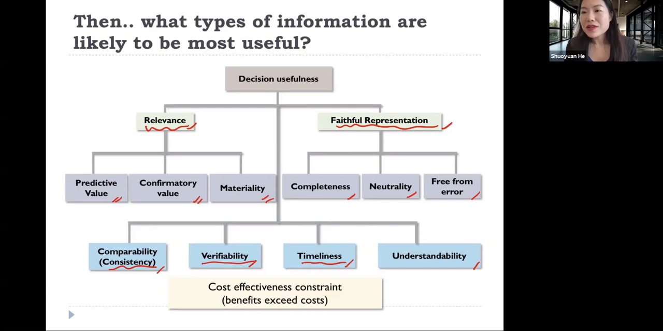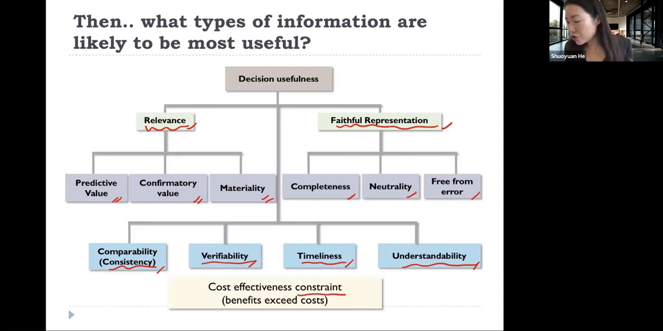Timeliness. Supposedly, if you are an investor and I'm giving you the financial information of a firm from 3 years ago, is it useful information to you? No, it's not. Why is it not? Because it is not timely information. So timeliness is also very important. Understandability. If you cannot understand the financial information that is provided to you, it is not useful for you either. So all of those characteristics are very important for a piece of information to be useful for decision makers.